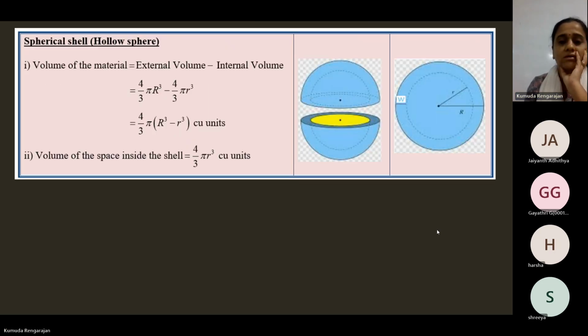Okay. Now take down this also, but we'll discuss it when we take up questions related to a spherical shape. Just make a note of the formula now.